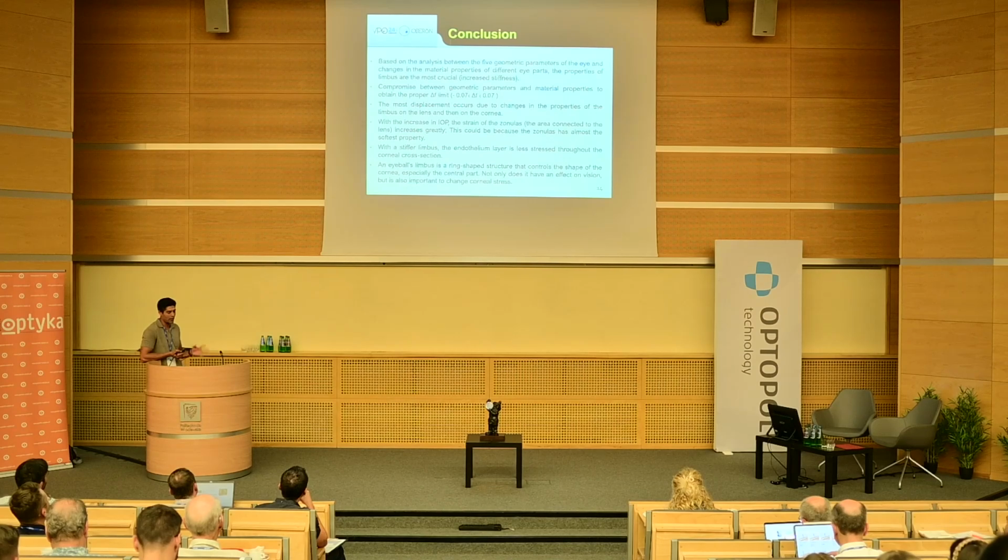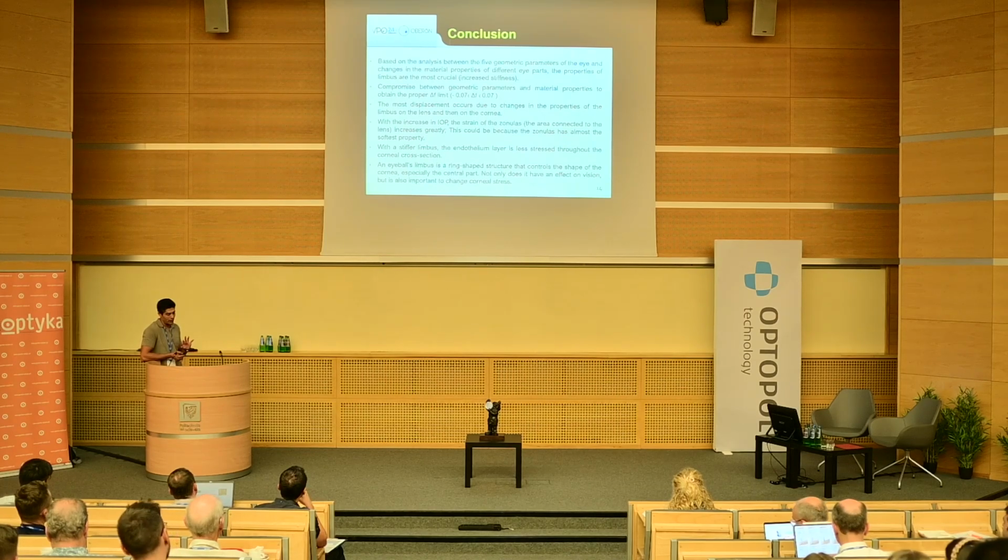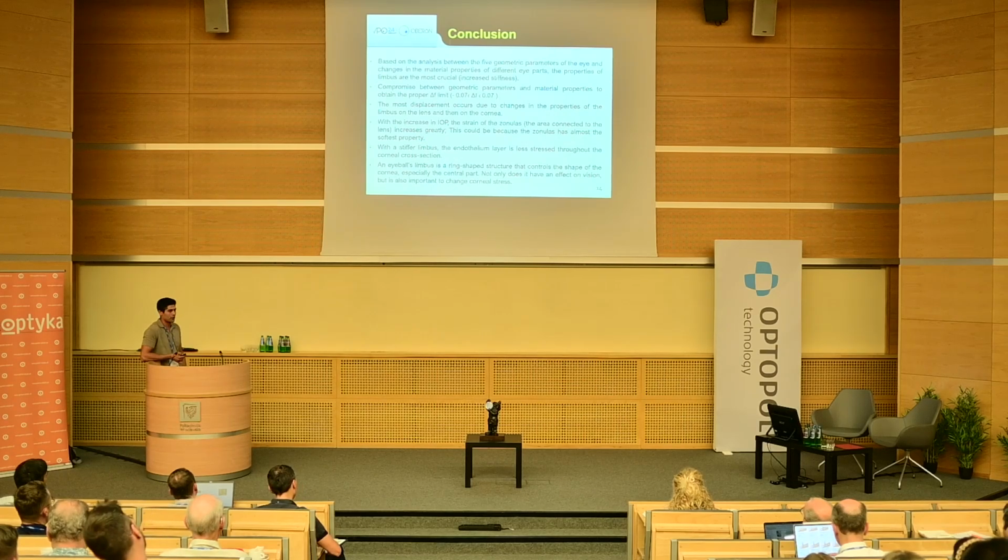And at the end, the eyewall's limbus is a ring-shaped structure that controls the shape of the cornea, especially the central part. Not only does it have an effect on the vision, but it is also important to change corneal stress.